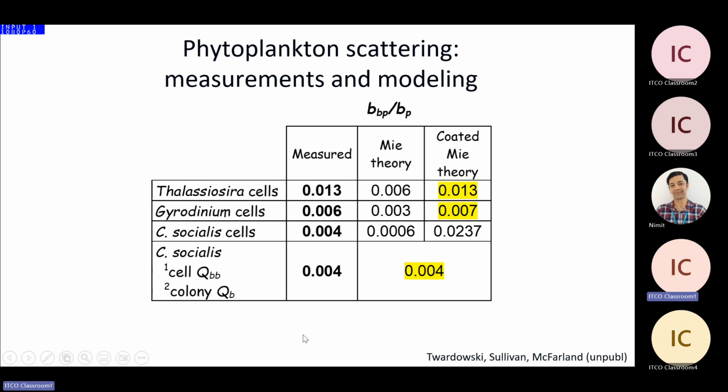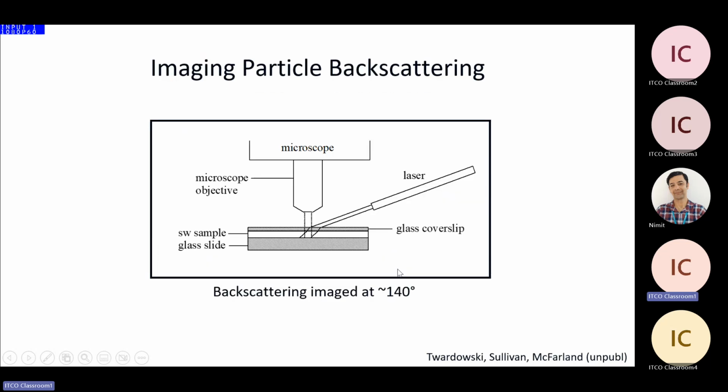This is what we measured for the backscattering ratio: 1.3%, 0.6%, 0.4%, 0.4%. With Mie theory, we get much, much lower values than what we measured. This is basically consistent with what Stramski was saying: they don't agree. And then when we use coated Mie theory, we actually get values in very close agreement. So it looks like this shell is having a major impact on the backscattering, significantly enhancing it.